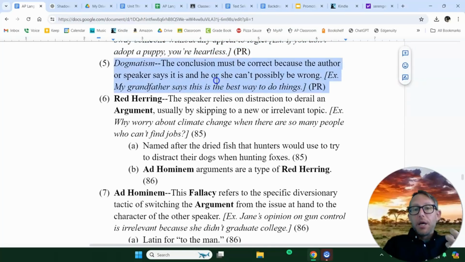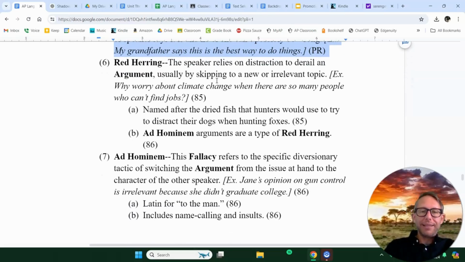We've got dogmatism. The conclusion must be correct because the author or speaker says it is, and he or she can't possibly be wrong. Okay, well, there's no logic behind that. My grandfather says this way is the best way of doing things. He might be a very admirable man, and he might have been successful when he was doing this thing, but just because your grandfather says it doesn't automatically mean that it's the only way and the best way in all situations. And so there's a breakdown in the conclusion that you've got there.